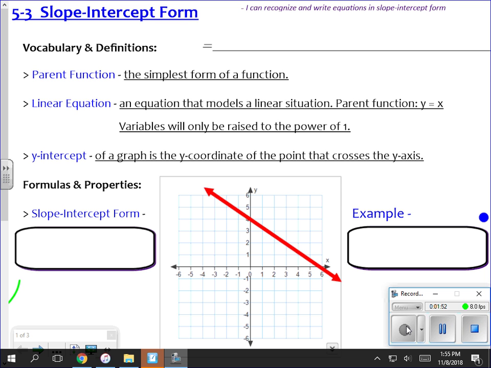And then we have the y-intercept. The y-intercept of a graph is the y-coordinate of the point that crosses the y-axis, where it intercepts the y-axis. When something intercepts, they cross. The y-intercept is where it crosses the y-axis. The y-intercept is very important in linear equations. It's more important in linear equations than any other type of equation. We use it a lot more in linear equations than anything else we do.